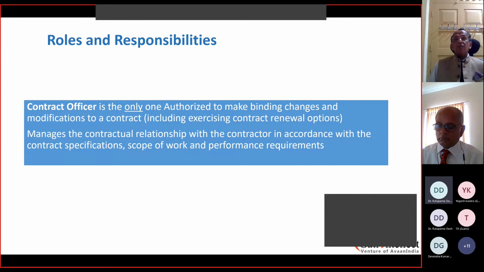So the contract officer is the topmost person with ample authority to make binding changes and modifications to the contract, including exercising contract renewal options. Again, these are all done by mutual consent. He's not going to do something on his own. It will be discussed openly and then agreed upon, and then he will implement it.